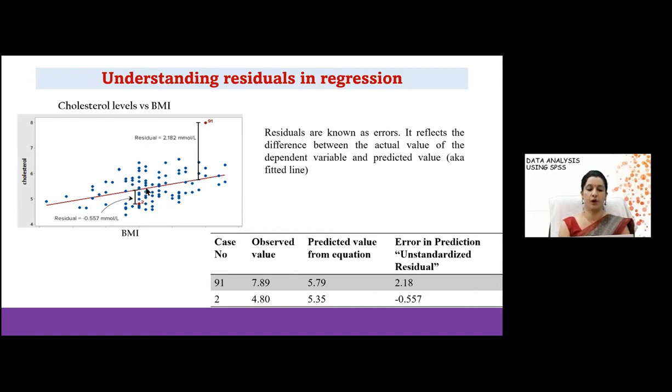All the dots which are below this line will have a negative residual, because observed minus predicted will be negative, right? But the sign, positive or negative, doesn't matter. It just tells you the difference between the observed and predicted value. That's why we call it a residual. Okay.